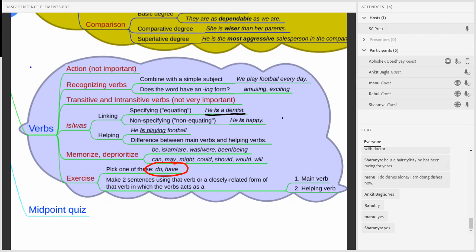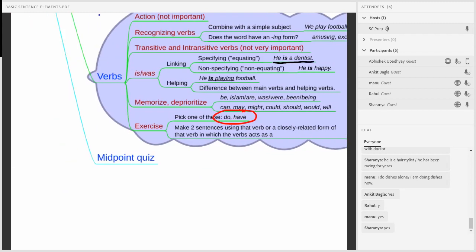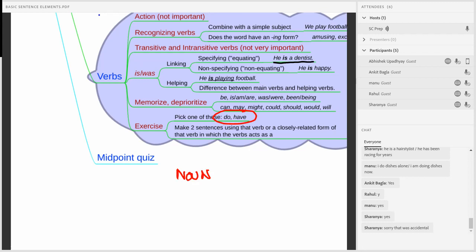Now, I'm going to give you guys a few words, right? These three categories are important for us, and I'm going to quiz you on that. Sharanya, you're not muted right now. In case you're having a personal conversation, you may want to mute your microphone. So, let's write those categories down: noun, adjective, verb.